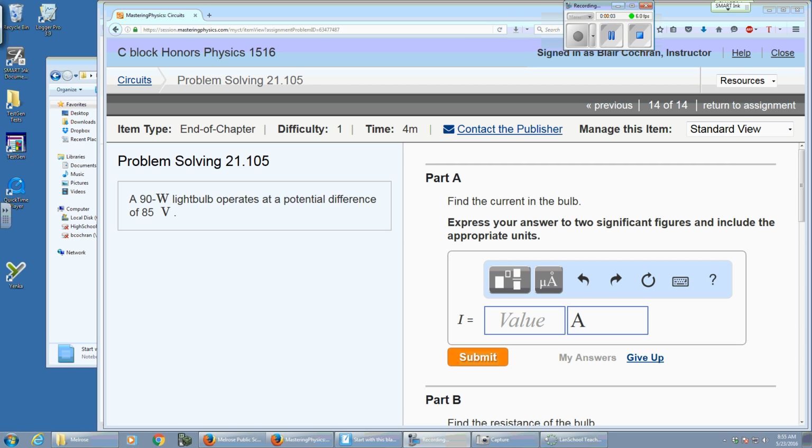All right, so 21105, or number 14, was the one requested to start with. We've got a 90-watt light bulb, and it offers a potential difference of 85 volts in my case. Is that a typical light bulb, or really weird, really powerful, really weak?